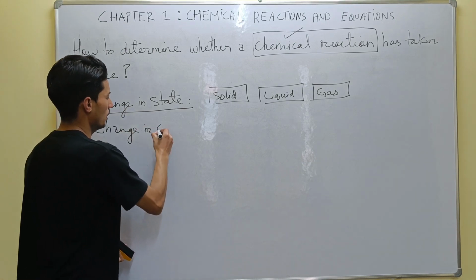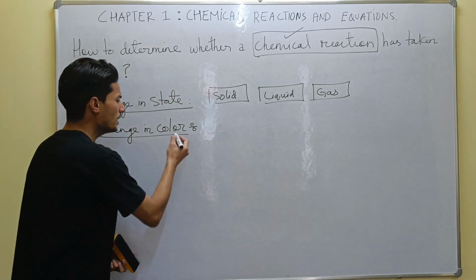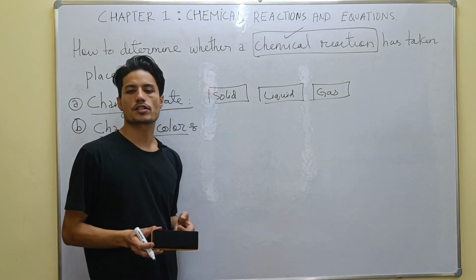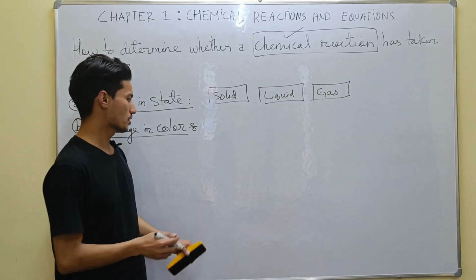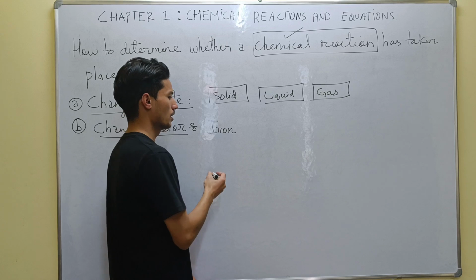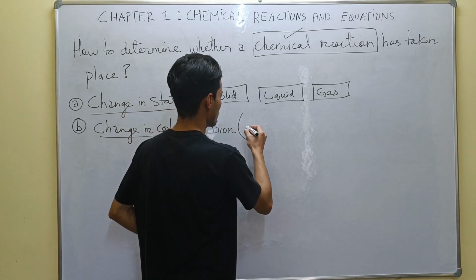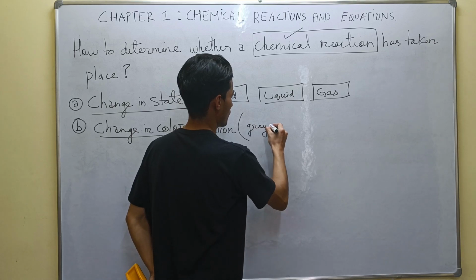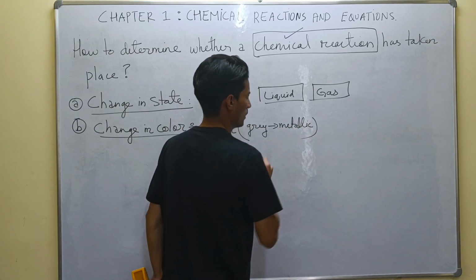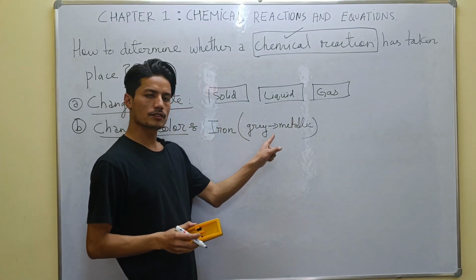Next one, it's change in color. So any reaction where we observe a change in color, those reactions are also chemical reactions. Here I want to use a simple example of iron. The color of iron is gray, because metallic color is almost grayish. So the color of iron is gray.